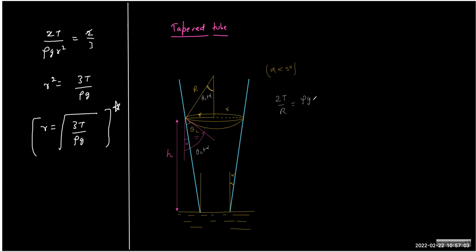The only difference is the excess pressure will be how much? rho g h, the first equation you can always write. And r, my bad, that is not. Sir, 90 minus theta c plus alpha. Yes, this is plus alpha.